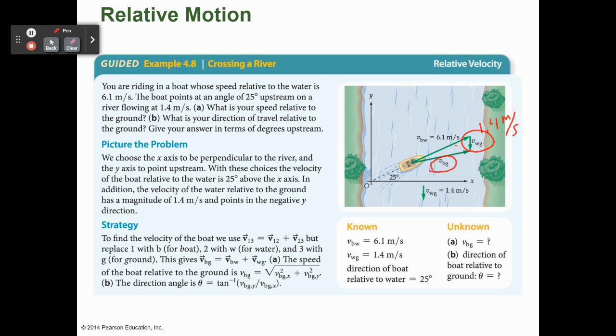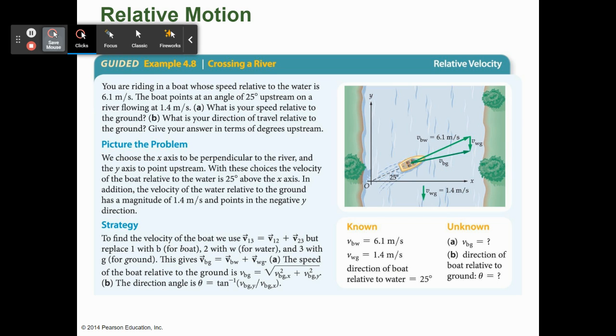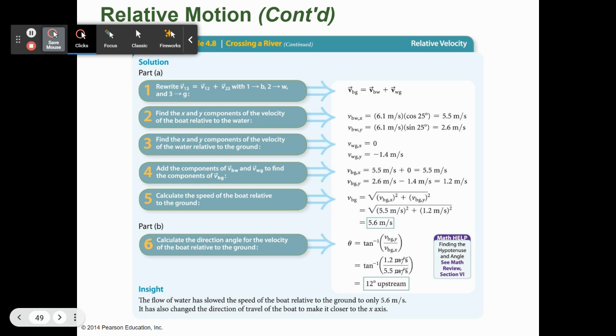So that is going to be Pythagorean theorem. Using the Pythagorean theorem to find the magnitude, that's going to be the x component squared plus the y component squared, and then of course we're going to use inverse tangent to find the angle of that. We know V_BW is 6.1 meters per second, V_WG is 1.4, and we're looking for that resultant, and the angle. So let's look at the next page to finish this off.